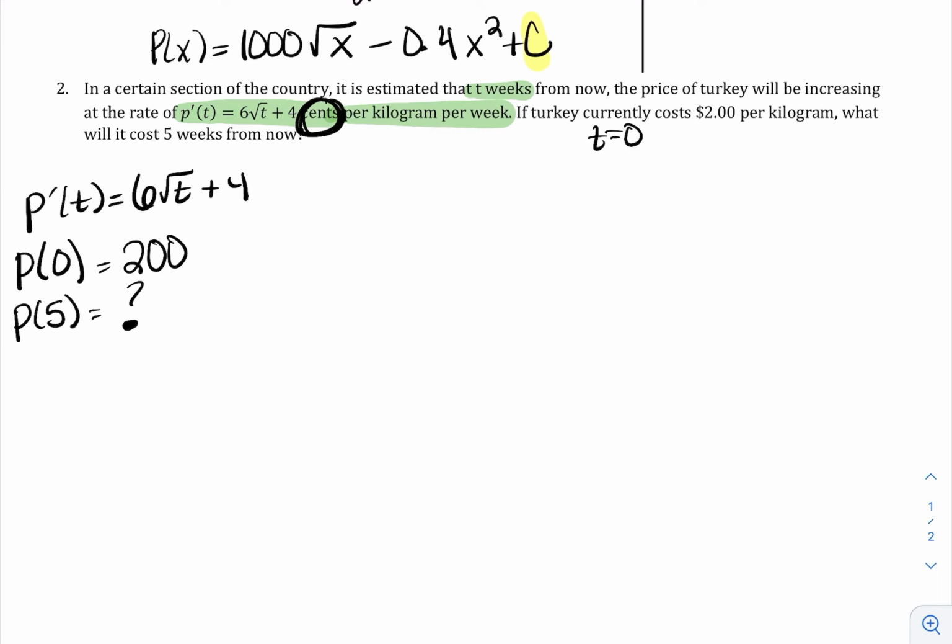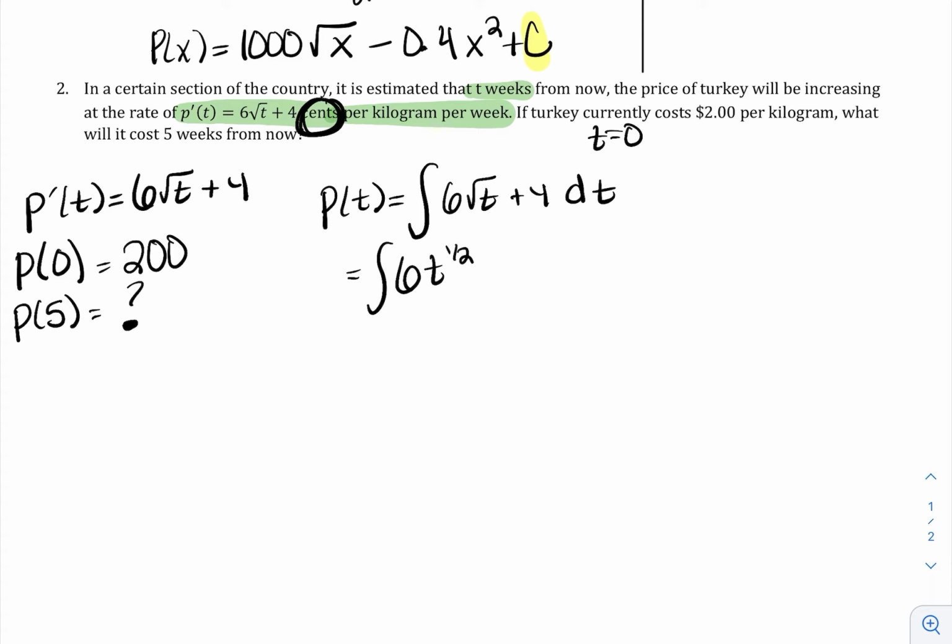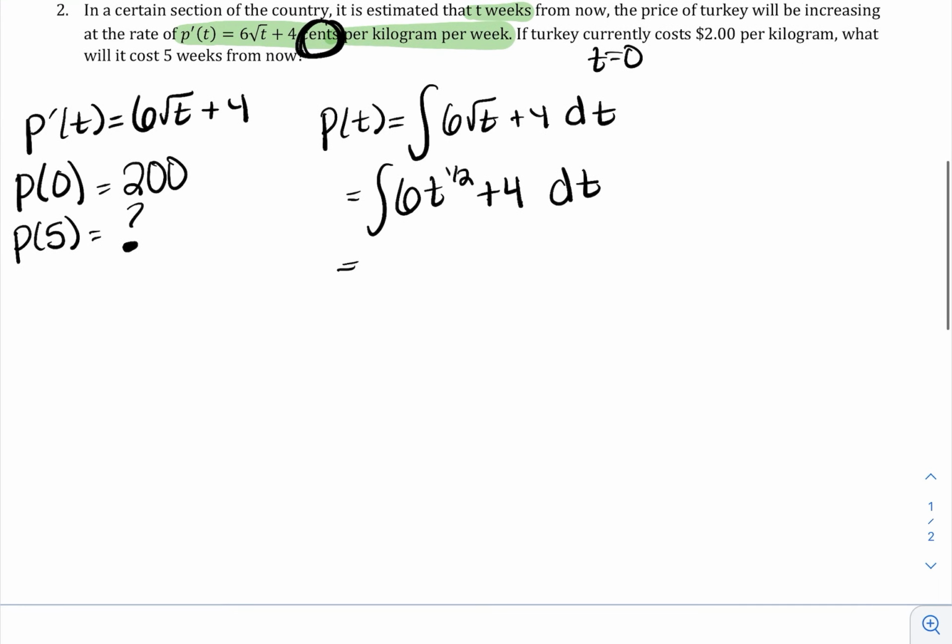So just like in the previous question, my first go-to is that I need to find the price function. So P of T is going to be the antiderivative of the rate of the price. Now, before I can begin my antiderivative, I need to change T to the 1/2 instead of the square root of T. The 4 doesn't need anything. And now I can begin. And I wrote dt, not dx, because I'm in t's. Pay attention to your variables.